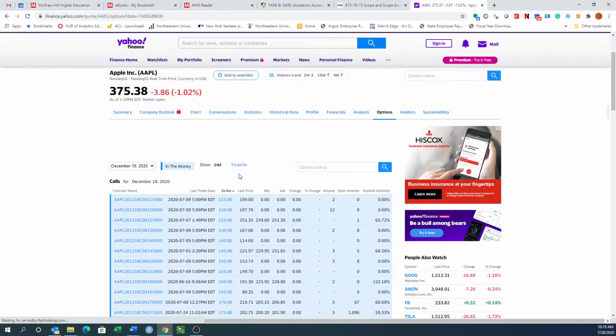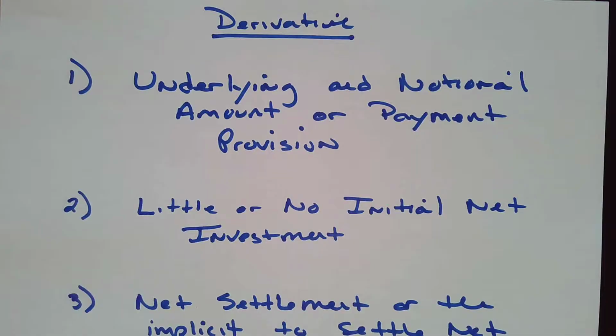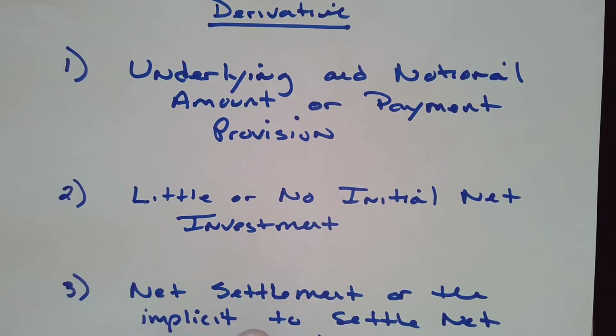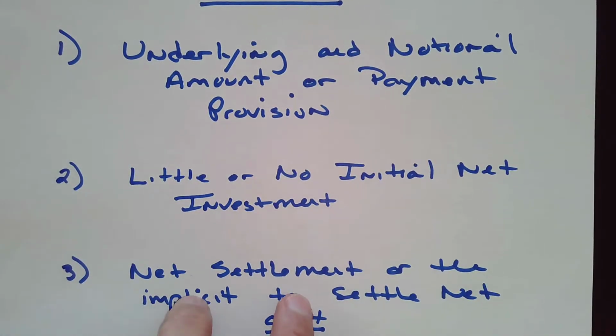So if we wanted to take a look at these Apple call options and evaluate how they relate to our three derivative criteria, let's make sure we refresh what the three derivative criteria are. There's an underlying and a notional amount or payment provision, little or no initial net investment, and net settlement or the implicit ability to settle net in cash.